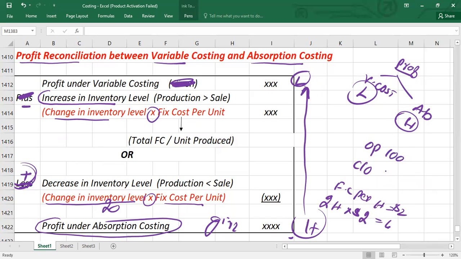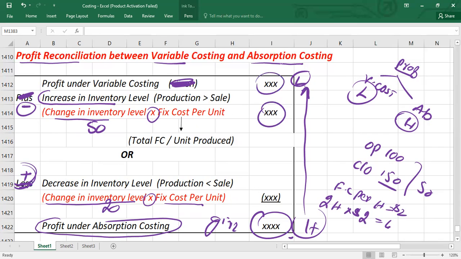Now opening units, for example, 100, closing inventory is 150. So you can say it's an increase by 50. You will take the change in inventory, which is 50, times fixed cost per unit. Profit under absorption costing minus the increase in inventory level. I mean, this value you will minus and you will reach the profit under variable costing. This is how you will reconcile the profit.